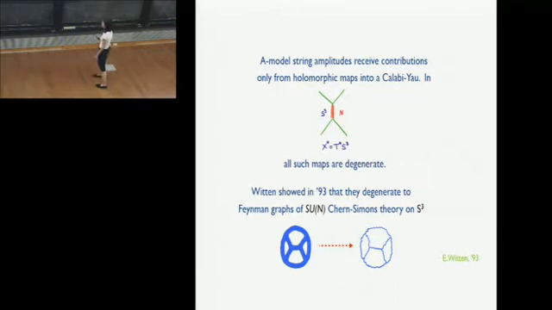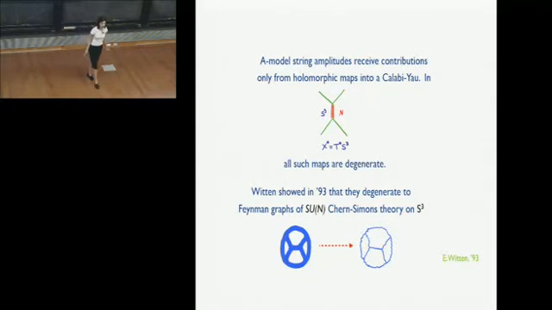So the reason this comes about is that the A model is counting holomorphic maps. With branes, it's counting holomorphic maps with boundaries. And if your geometry is T star S3 and with boundaries on the S3, all such maps are degenerate because there are no finite holomorphic curves. And so what the maps degenerate to is Feynman graphs of Chern-Simons theory on S3.